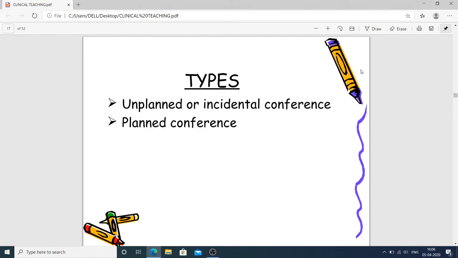Then individual conferences. Individual conferences might be unplanned or incidental conferences. Unplanned means prior to this they did not plan the conference. And incidental means when something happens in the clinical area, at that time the teacher and student talk with each other. A planned conference is one for which we prior make the goal, make the objective to achieve something.